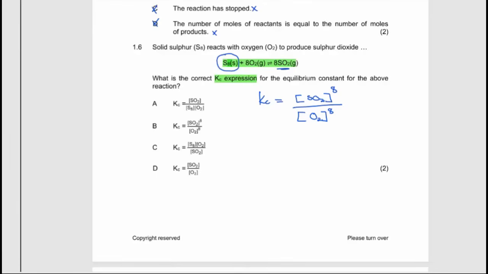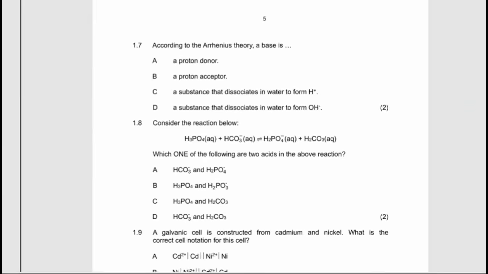The one that matches is option B. This one is correct. This one is incorrect because they also included the concentration of a solid, and we do not include the concentration of a solid. And then this one again is incorrect. They started with reactants at the top, then products at the bottom, and also for SO2 they forgot to put the exponents. It was supposed to be an 8 and an 8. So this is going to be incorrect.